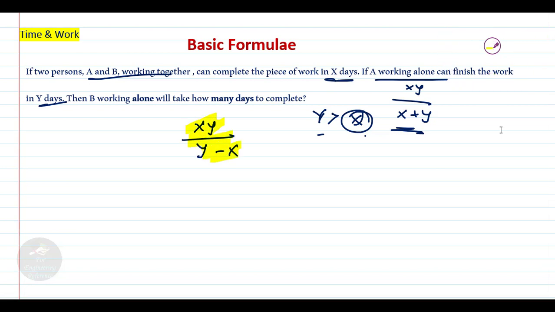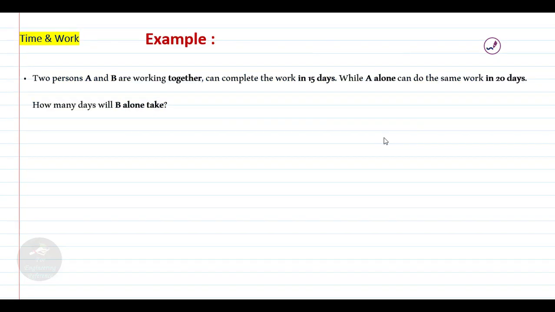Just remember this formula. This is also an important formula to remember. Okay, we can see some examples also. Based on the formula which we have seen, we have a problem here. Two persons A and B working together can complete the work in 15 days, while A alone can do the same work in 20 days. How many days will B alone take?